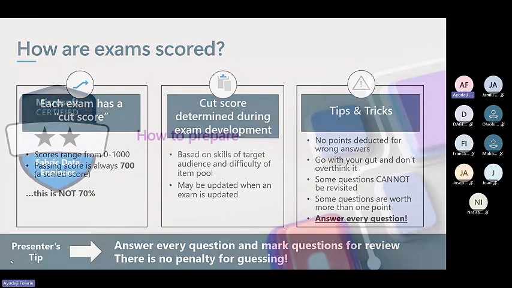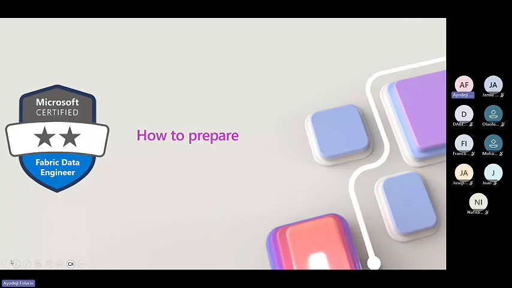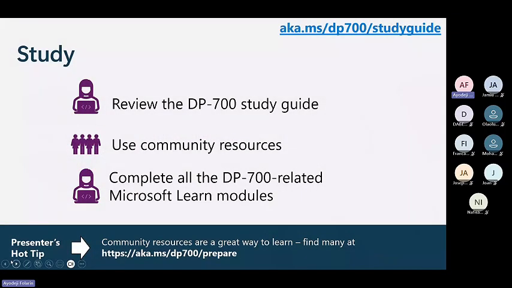Now, how do we prepare for this exam? To prepare, these are the things you should pay attention to. Number one, review the DP-700 study guide. Go through the study guide. Put together, it's about 10 hours in total, so we can check that together on this call.